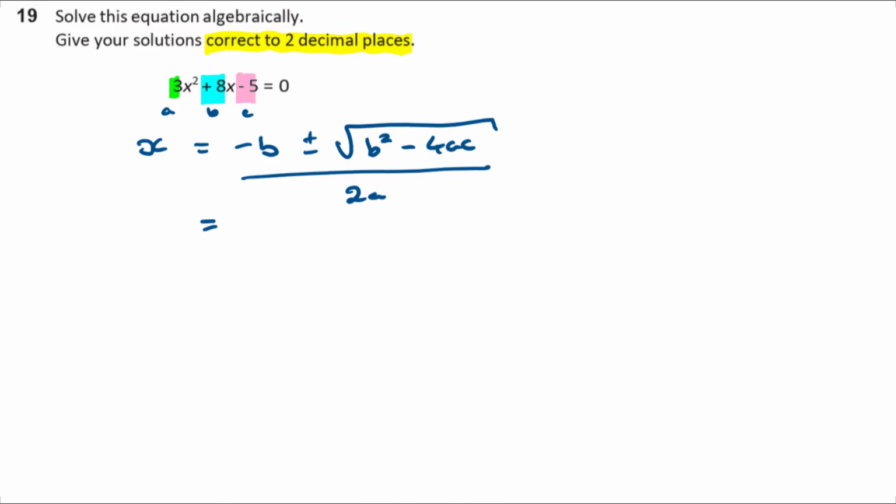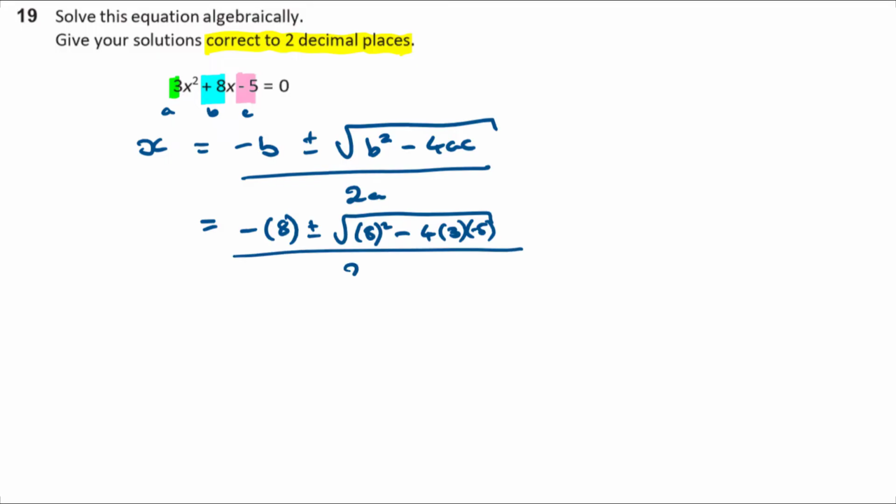So minus b is going to be minus 8 plus or minus the root of b squared, 8 squared, minus 4 lots of 3 lots of minus 5, all over 2 lots of 3. Okay, just simplifying that down again. So minus 8 plus or minus the root of, 8 squared is 64.